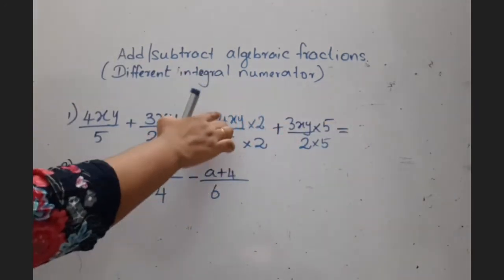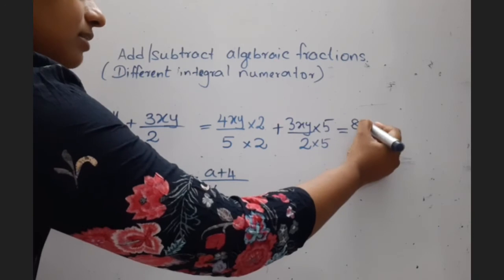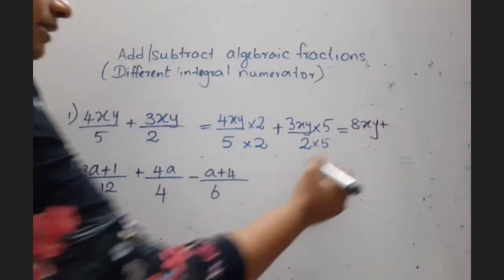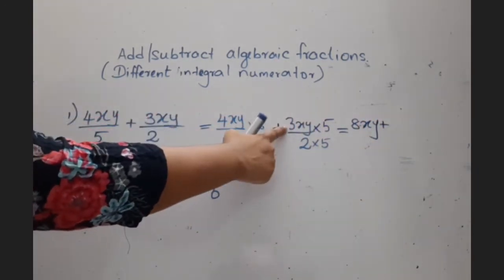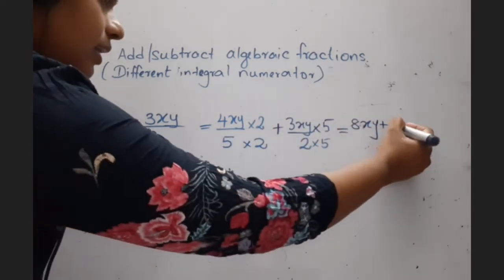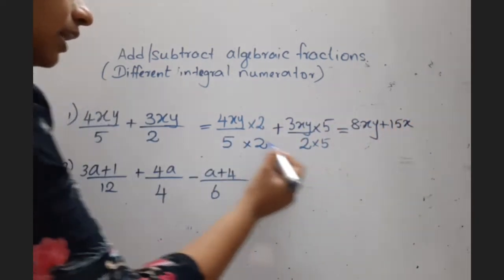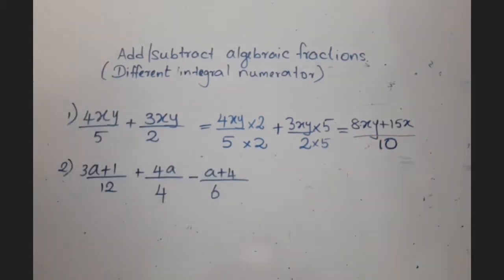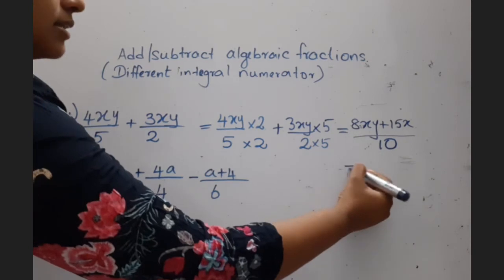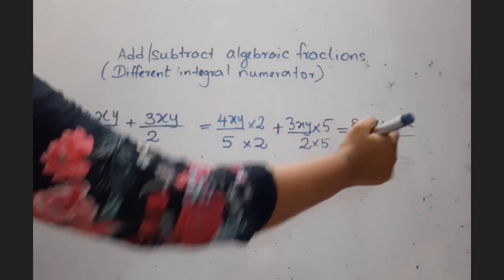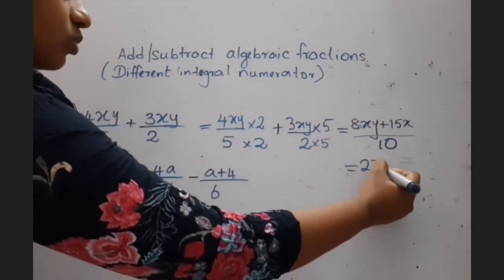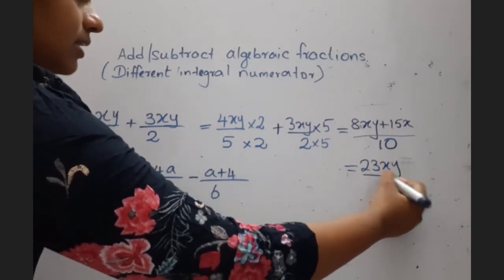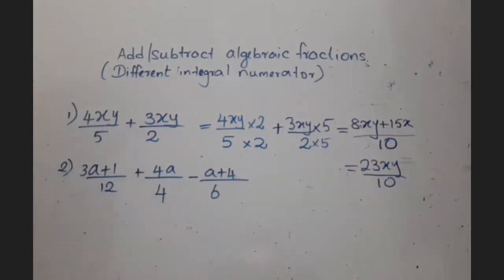So 2 into 4 becomes 8xy plus 3 into 5 becomes 15xy. And now these have become 10. So now we can add these two because they are like terms. So the answer is going to be 8 plus 15 is 23xy by 10. Do you understand?